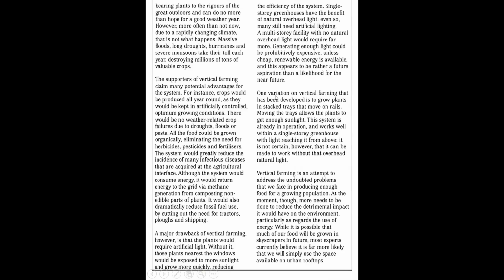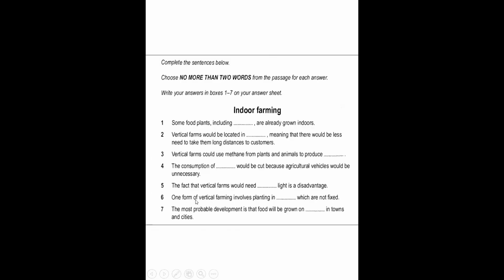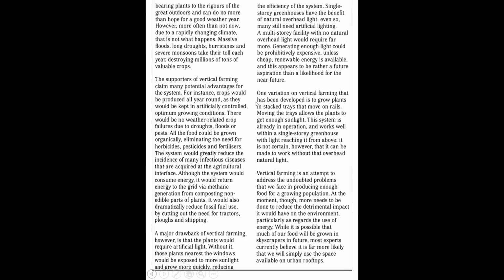One variation, one form. So one variation on vertical farming that has been developed is to grow plants in stacked trays that move on rails. So you're going to grow plants where one form of vertical farming involves planting in dash which are not fixed. So growing plants in stacked trays will be my two-word answer for that question. Stacked trays.